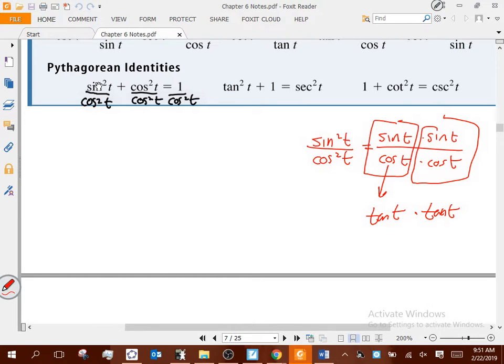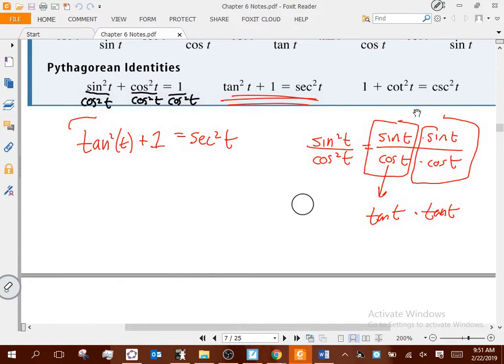So what's tangent times tangent? Tangent squared. So when I have sine squared divided by cosine squared, I ask what's sine over cosine, tangent. But because they're both squared, it's tangent squared. What's cosine squared t divided by cosine squared t? 1. What's 1 divided by cosine? Secant, so that's going to be secant squared. See how that automatically generated that second Pythagorean identity?